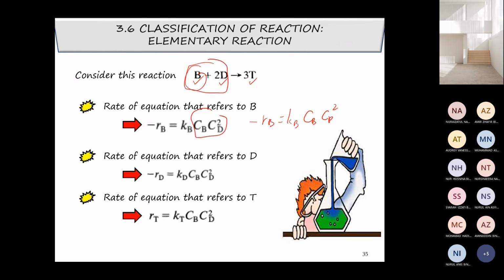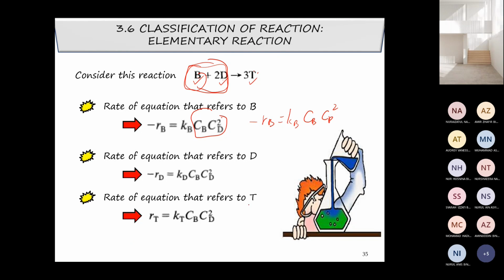Okay, dia tak akan masukkan dia punya produk dalam ni. Sebab kita kalau nak measure, kita tak boleh measure rate of reaction untuk dua-dua, kita kena salah satu. So usually kita kena tengok berapa B being convert to T, berapa banyak D being convert to T. That's why rate of reaction is referred to reactant only.